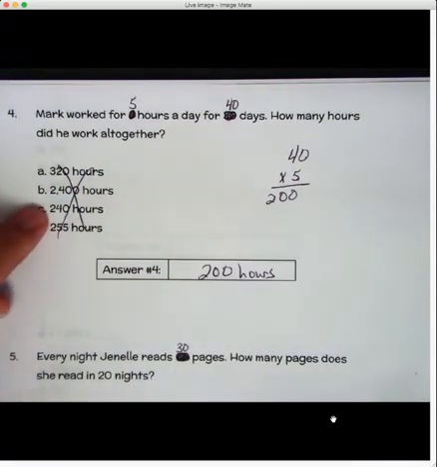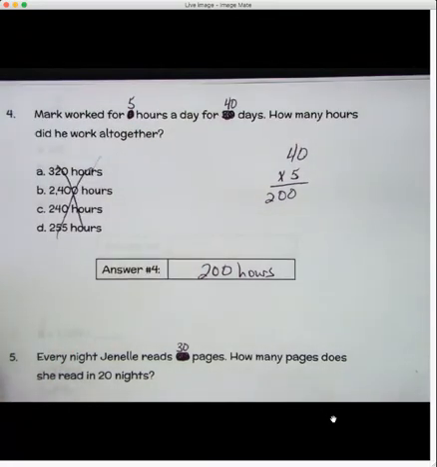Remember, just reminding you, these are not going to be the answers because I've changed the numbers. On your test tomorrow, these will be the same answers.